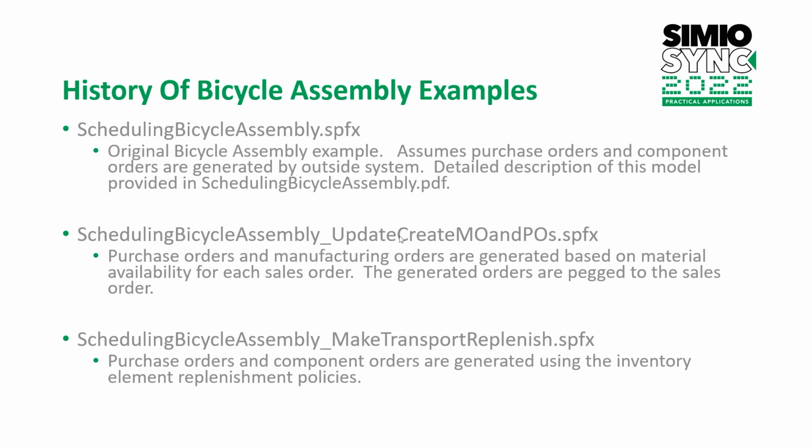The second example that we generated is the update create POs and MOs. In this example, both manufacturing orders and purchase orders are generated based off the material availabilities of each sales order, and these orders are pegged to the sales orders. In the last example, what I'm going to show here is the Make, Transport, Replenish example, where both the purchase orders and component orders are generated using the inventory element replenishment policies.